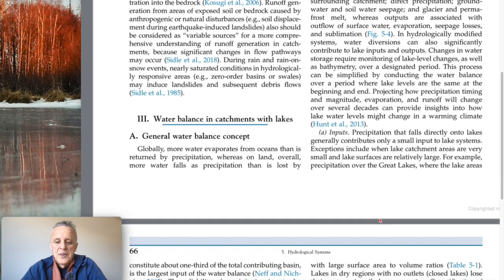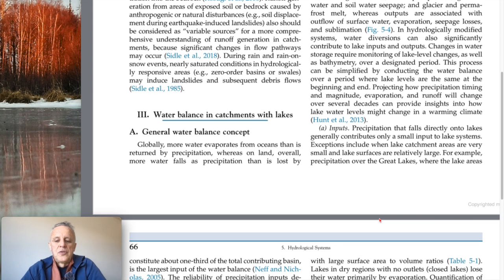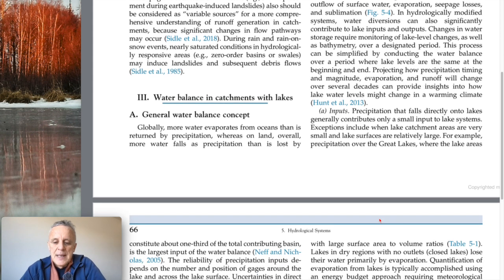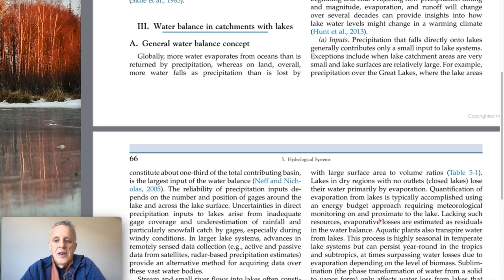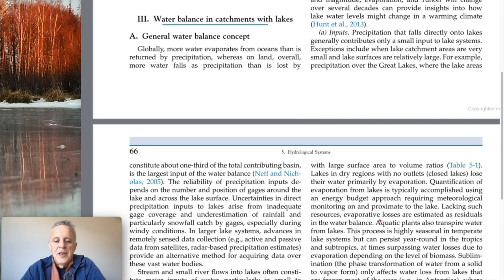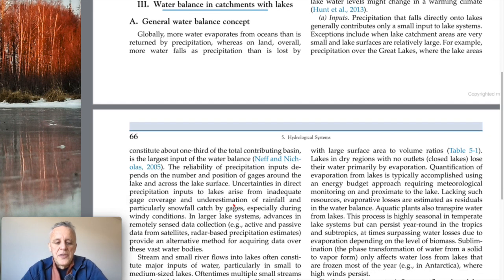A. Inputs. Precipitation that falls directly onto lakes generally contributes only a small input to lake systems. Exceptions include when lake catchment areas are very small and lake surfaces are relatively large. For example, precipitation over the Great Lakes, where the lake areas constitute about 1/3 of the total contributing basin, is the largest input of the water balance.